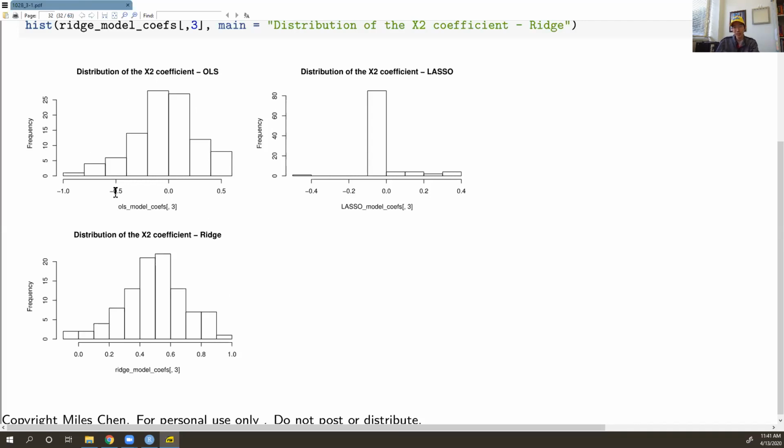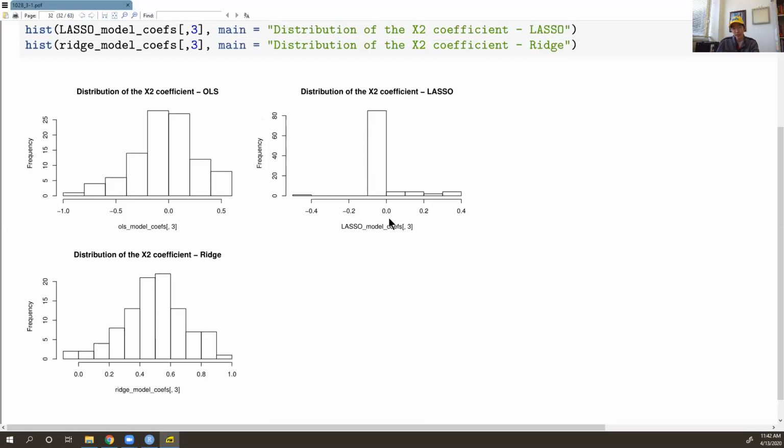So with ordinary least squares regression, it is unbiased, it's centered at 0, but the variance says sometimes it's as low as -0.5, looks almost as low as -1. With LASSO, a lot of times it has pushed everything down to 0. But again, because of random noise, sometimes it's not 0, and you get values like this.